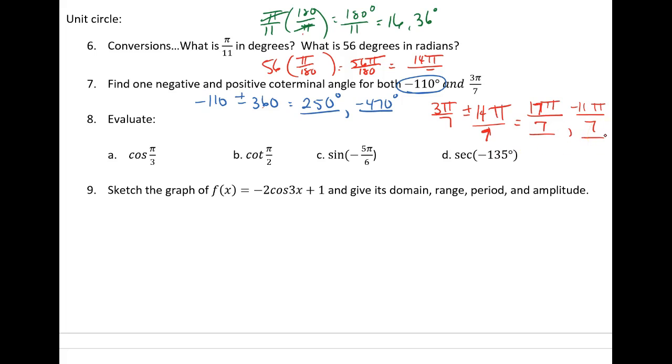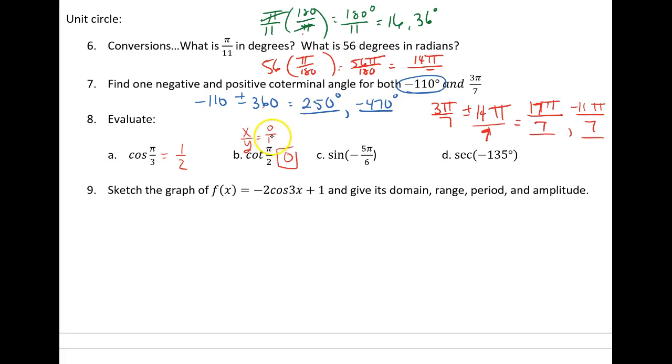All right, now the fun stuff. Yes, you still have to know your unit circle, so hopefully everybody does. The cosine is the x value at pi over 3, and hopefully we know that that's a 1/2. The cotangent of pi over 2. Now cotangent you have to do a little bit of work on because the cotangent means the x over the y. So at pi over 2, I know that the x value is 0 and the y value is 1. So 0 over 1 is 0.